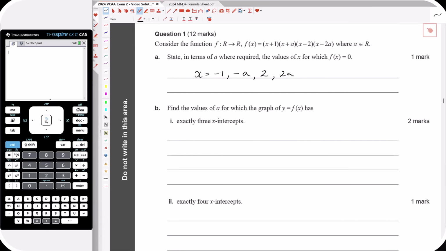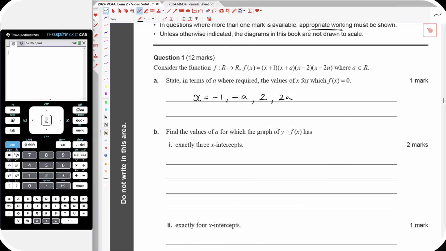Okay, find the values of a for which the graph of y equals f of x has exactly 3 x-intercepts. Okay, so regardless of what a is, there are going to be at least 2, because x equals -1 and x equals 2 are going to be x-intercepts. So therefore, we're going to get exactly 3 x-intercepts if one or other of these 2 unknown intercepts is equal to -1, or if they're equal to 2, or if they're equal to each other. So there's actually quite a few different cases for us to think about.